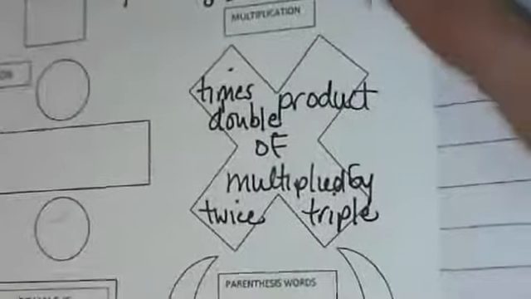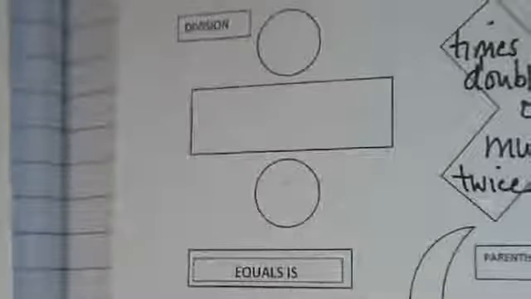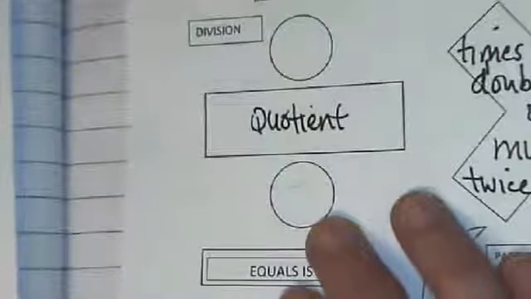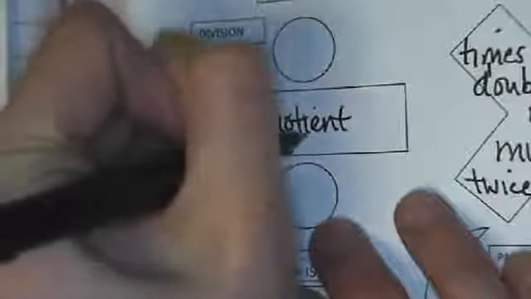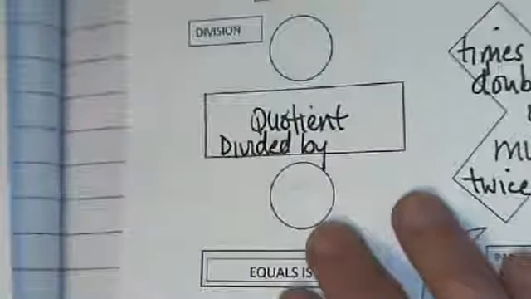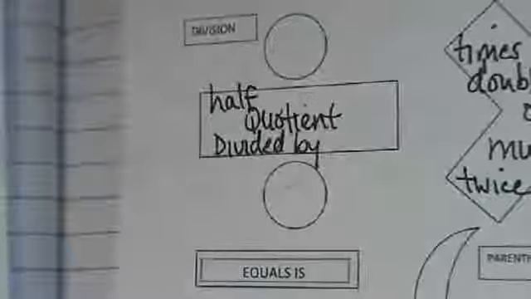As far as division goes, okay, obviously the answer to a division problem is a quotient. The quotient of, divided by, okay, half. That means you're dividing by 2. Half of, you're dividing by 2. So I'll just go ahead and put that there. Divide by 2.